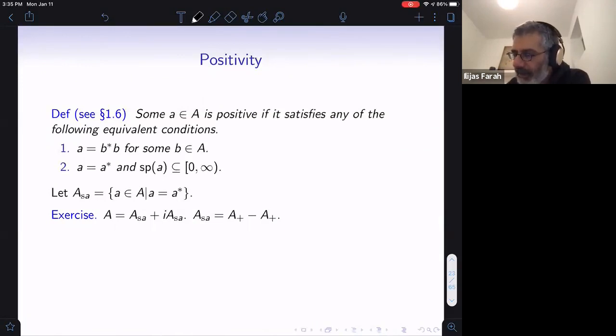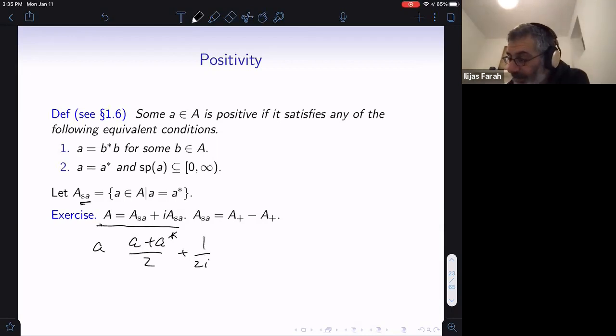Let me just say, so A_sa, there is something wrong with the font here, I'll fix that, is all self-adjoint elements. This is a real Banach space, a subset of the C*-algebra. And an exercise: every element of a C*-algebra is a linear combination of a self-adjoint element and i times a self-adjoint element. We already saw what the self-adjoint one is, A plus A star over two. And the skew-adjoint part is something like one over two i, I think. I always forget this one. I think A star minus A.